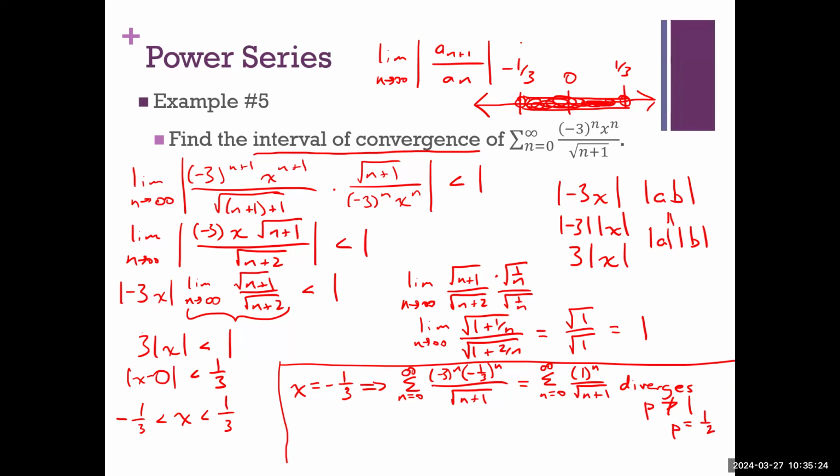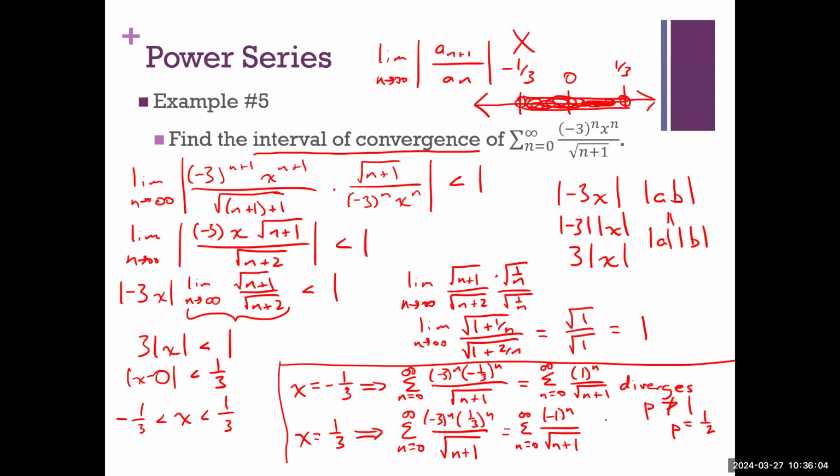So here's what I know at -1/3. I have a fail to converge at x equals -1/3. But what about x equals positive 1/3? This would be (-3)^n times positive (1/3)^n over radical n plus 1. How does this simplify? It's (-1)^n over radical n plus 1. So can I use the p series again?